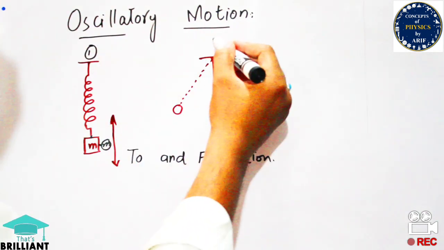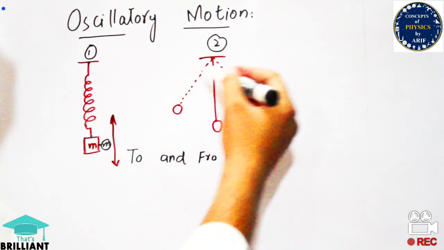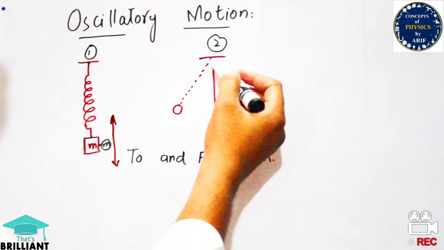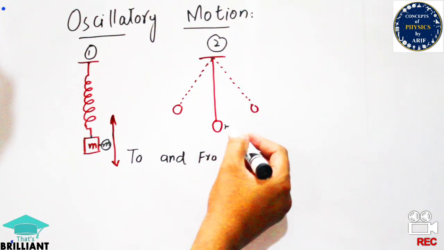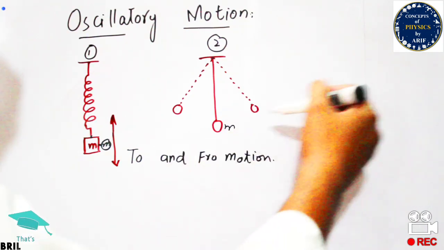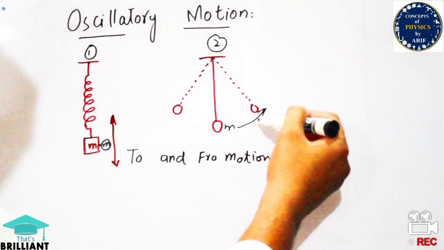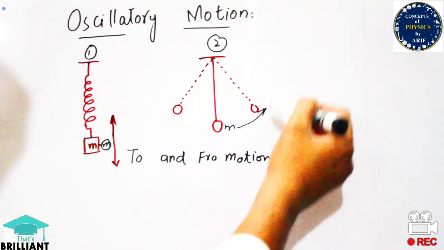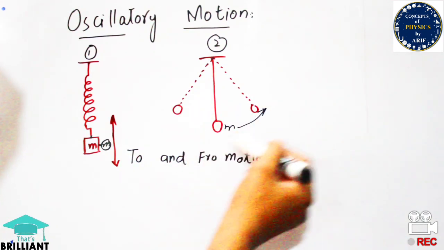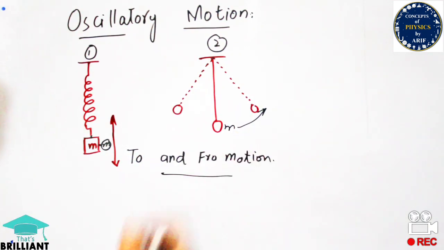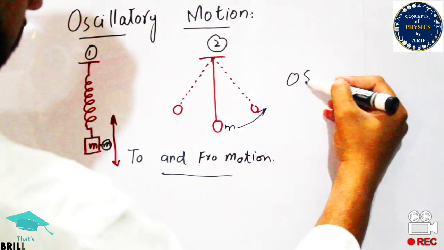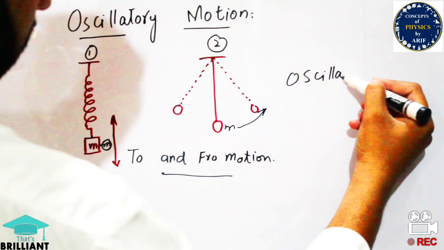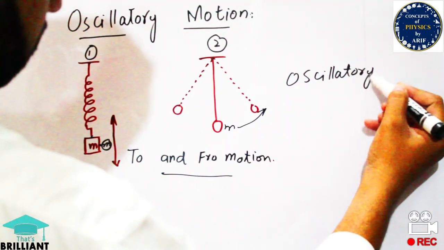In addition, in case 2, when a simple pendulum of mass m is suspended with a massless, inextensible thread and a force is applied, it will oscillate about its mean position. First it goes to the extreme position, then back to the mean position, following the to and fro motion. All these examples are oscillatory motion.